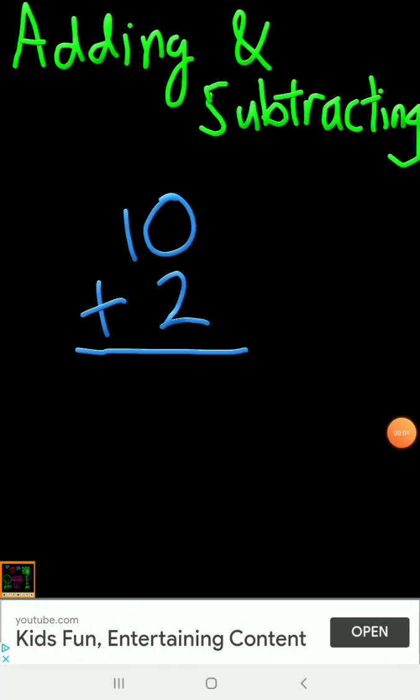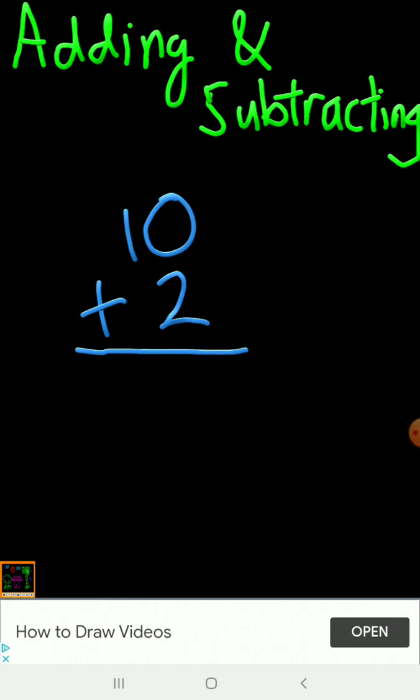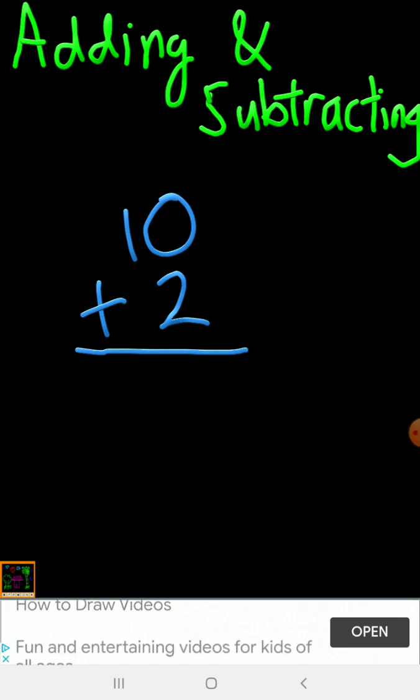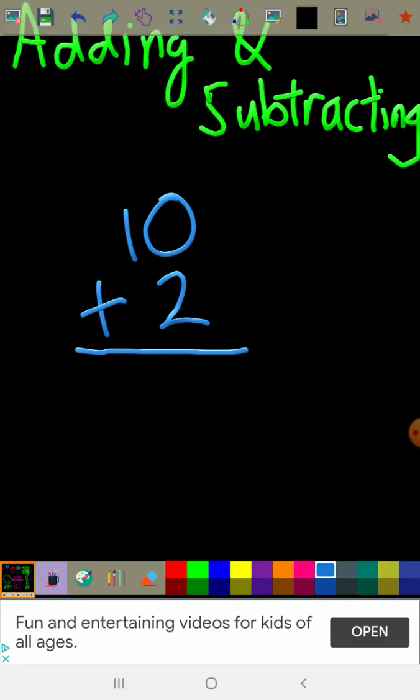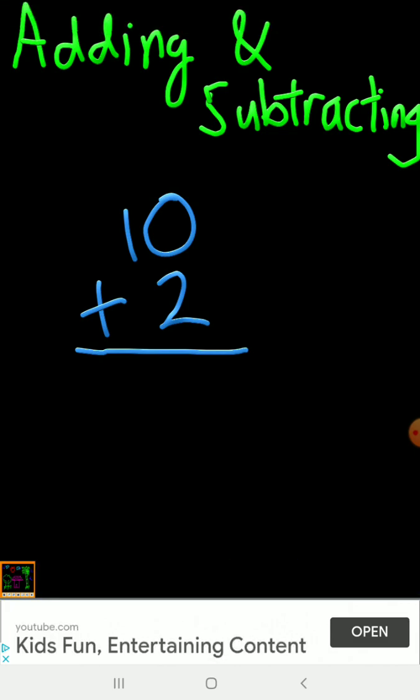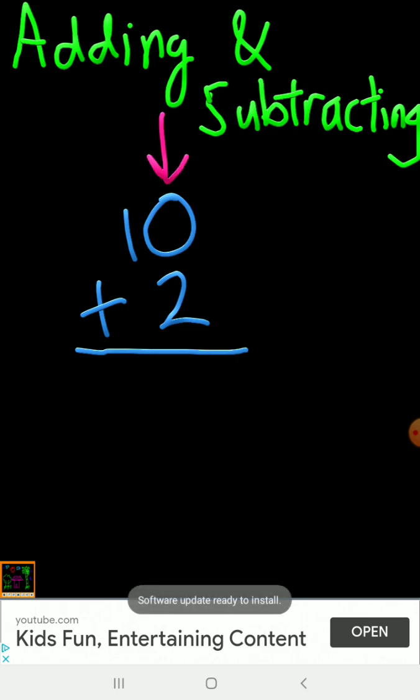Alright, this is a quick review on adding and subtracting. So 10 plus 2, you know in your head is 12, but I'm explaining step by step how to do it vertically. So if we do it vertically, we start from the right side. So 0 plus 2 is 2.